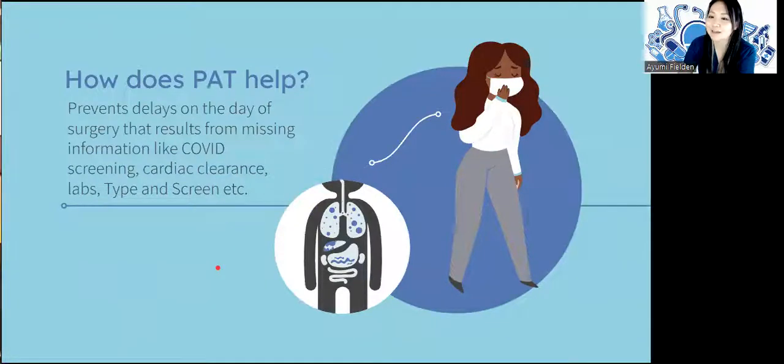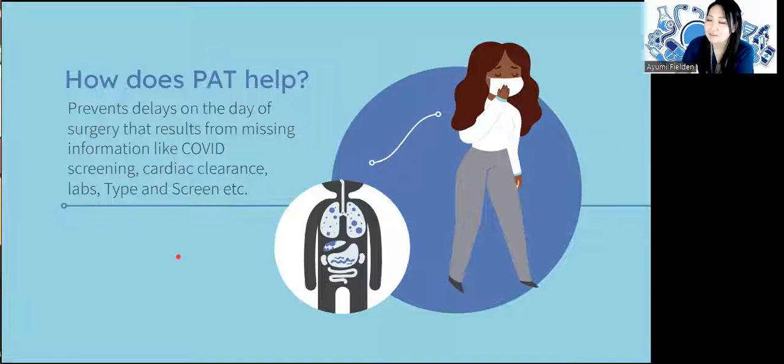So how does PAT help? It prevents a delay on the day of surgery that results from missing information, like COVID screening information. That's so important, right? The patient maybe had some fever a couple of days ago. Did you get screened for COVID? That's information you do need to know, right? That is going to really delay your surgery if you need to swab the patient in pre-op.